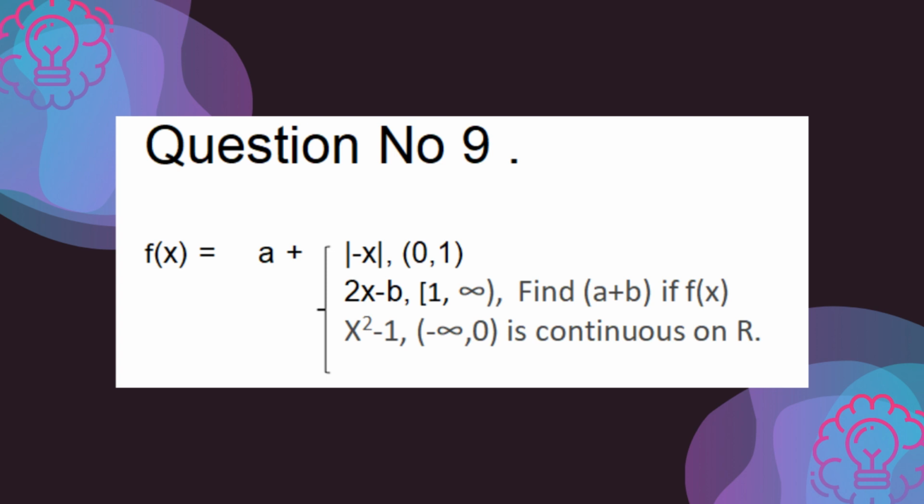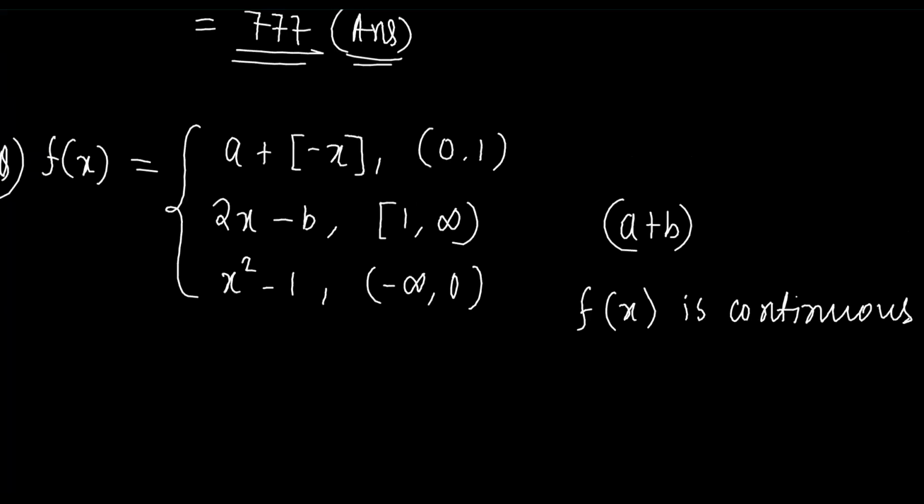That means here we have to find the value of a plus b, if f(x) is continuous on R. Okay, this is the question given. Now this box is just the greatest integer function, GIF. Okay, so this is the GIF function.